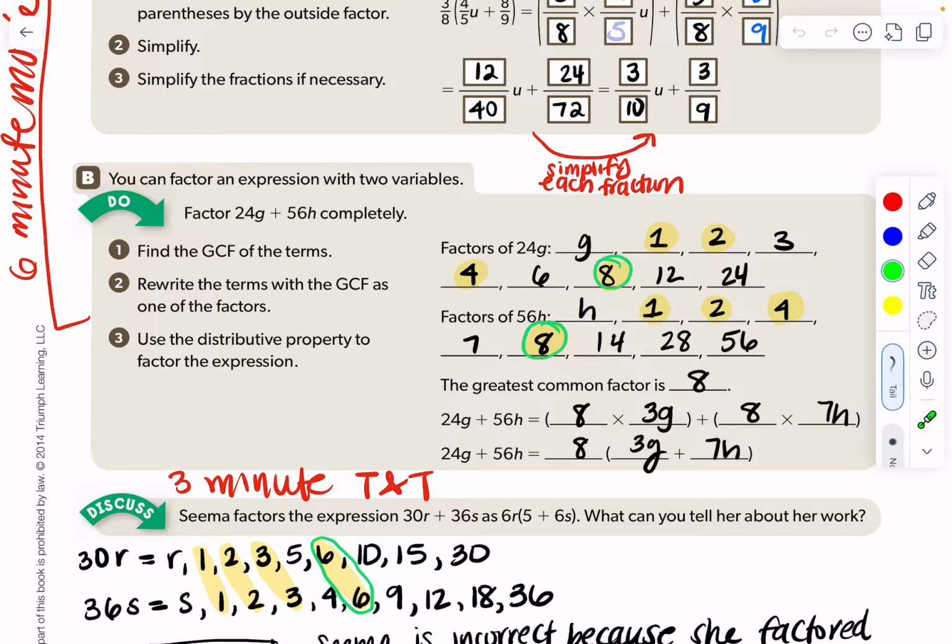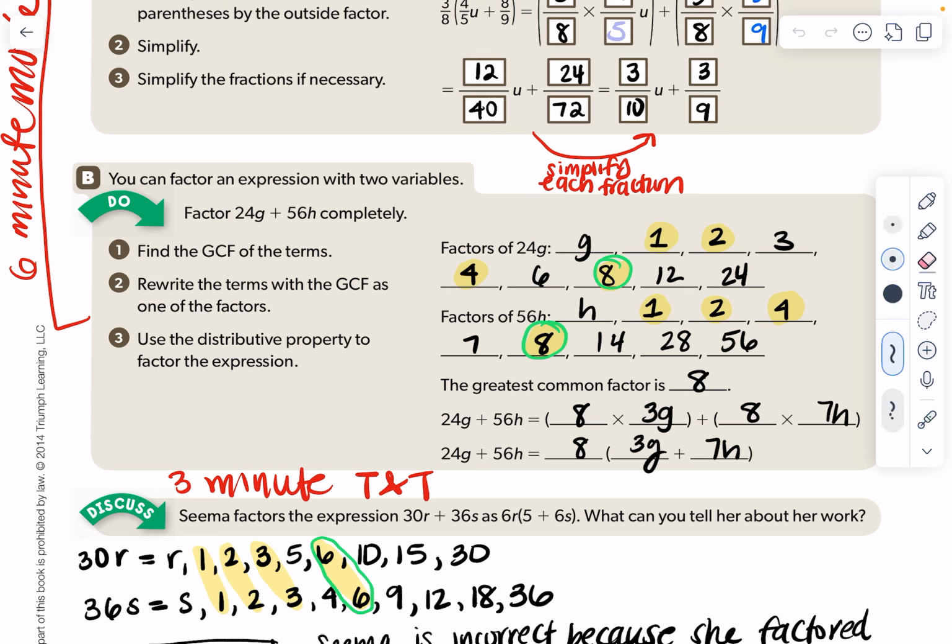So same questions as yesterday. Once they list out the factors, what factors do they have in common? I've highlighted the common factors in yellow. So they all have 1, 2, 4, and 8 in common. Then following up by asking kids, what is the greatest common factor out of that list? And students will say 8 is the greatest common factor.